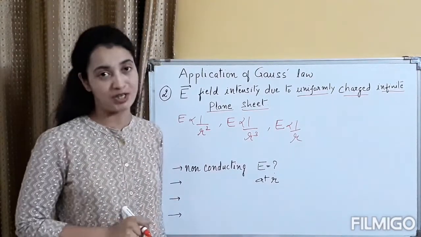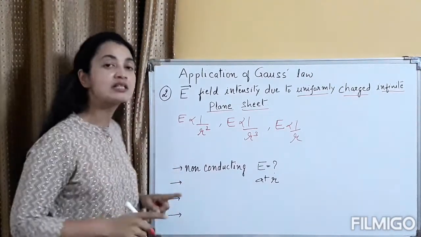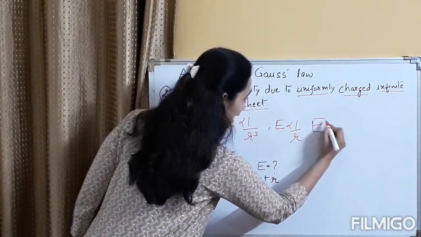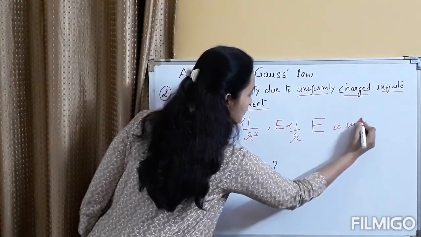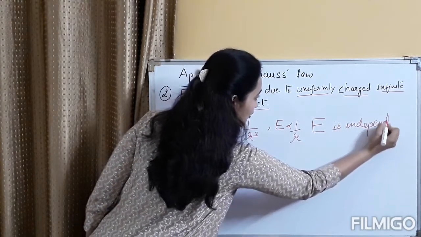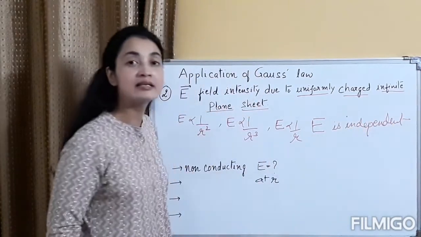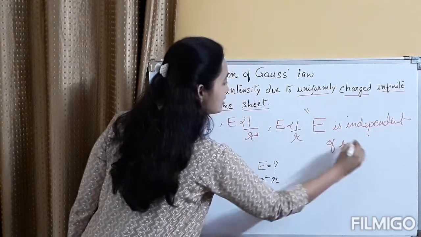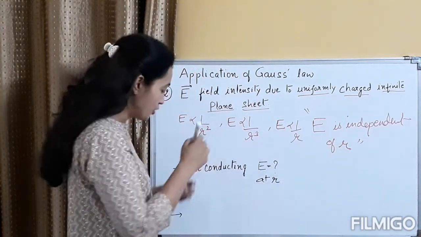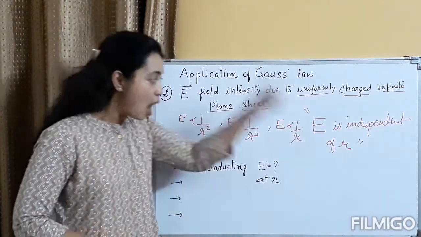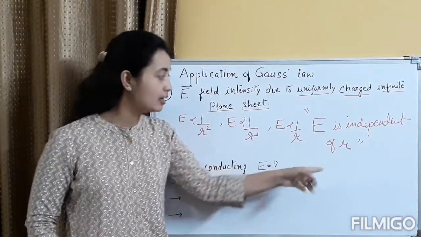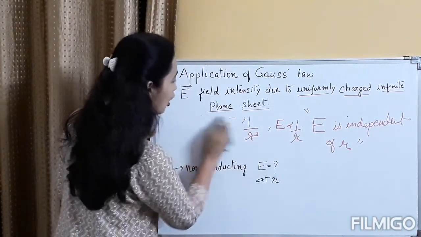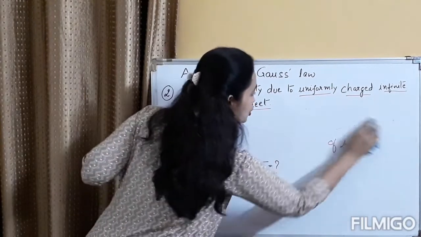And what makes it special? The exact reason for its speciality is that here we are going to conclude that E, the electric field, is independent of r. Isn't it surprising? In order to dive into the concept and how we arrive at this particular conclusion, let us concentrate on a particular figure of the plane sheet.